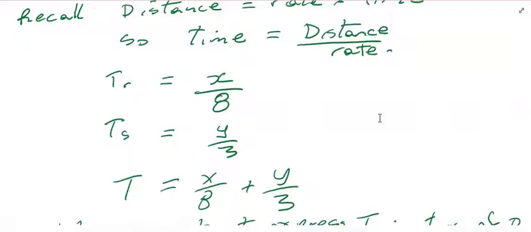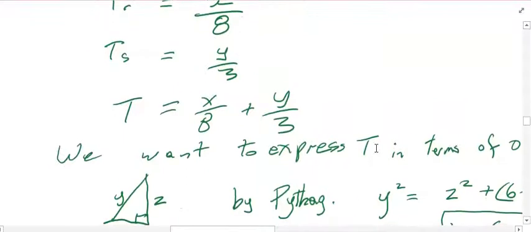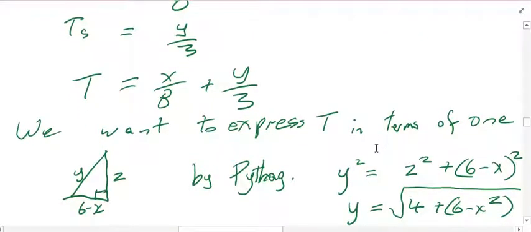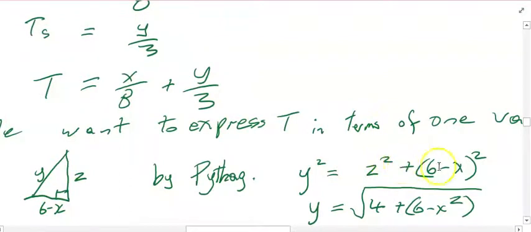But we want to express T just in terms of one variable. So then we want to express it in terms of variable x, which is our variable of choice here. And so let us use our Pythagorean theorem with 2, 6 minus x, and y on our hypotenuse. So y squared will be equal to 2 squared plus 6 minus x all squared. So y will be equal to the positive square root of 4 plus parentheses 6 minus x all squared. It should be all squared, right?